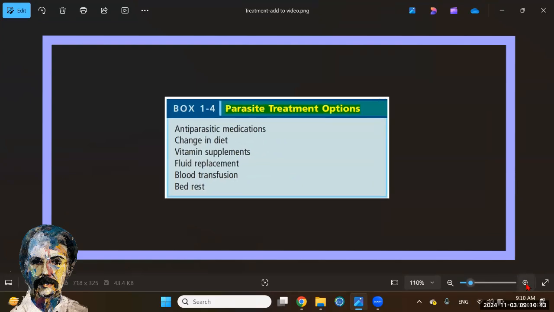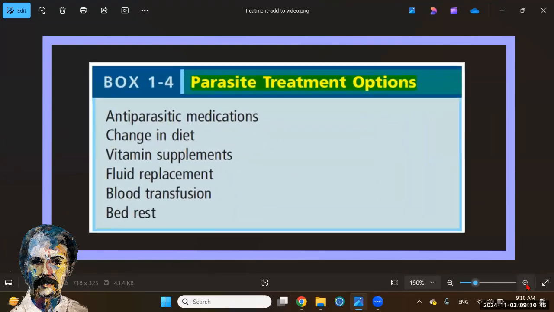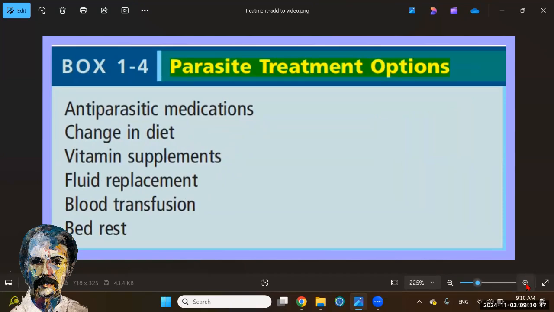Treatment. We have antiparasitic medications. Example, Flagyl, metronidazole. Example, praziquantel. Another example for the worms, Vermox. We have many antiparasitic drugs, not too many, but let's say 5 to 10. Change in diet: you have to change your diet for some parasites.